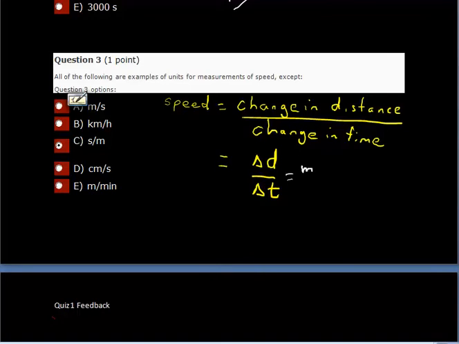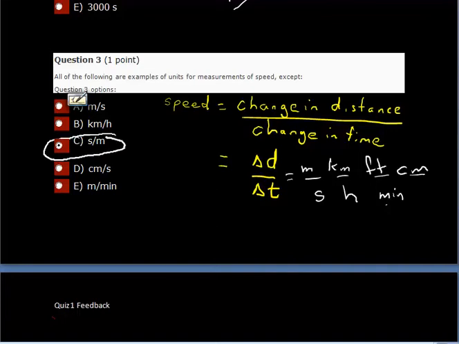So that could be meters, kilometers, feet if we're dealing with the old units, or centimeters. All these are distance units. On the bottom you could have seconds, hours, or minutes. These are all types of time units. So the one that doesn't fit here is C, because instead of having a distance unit on top, it has a time unit on top. So the answer is C.